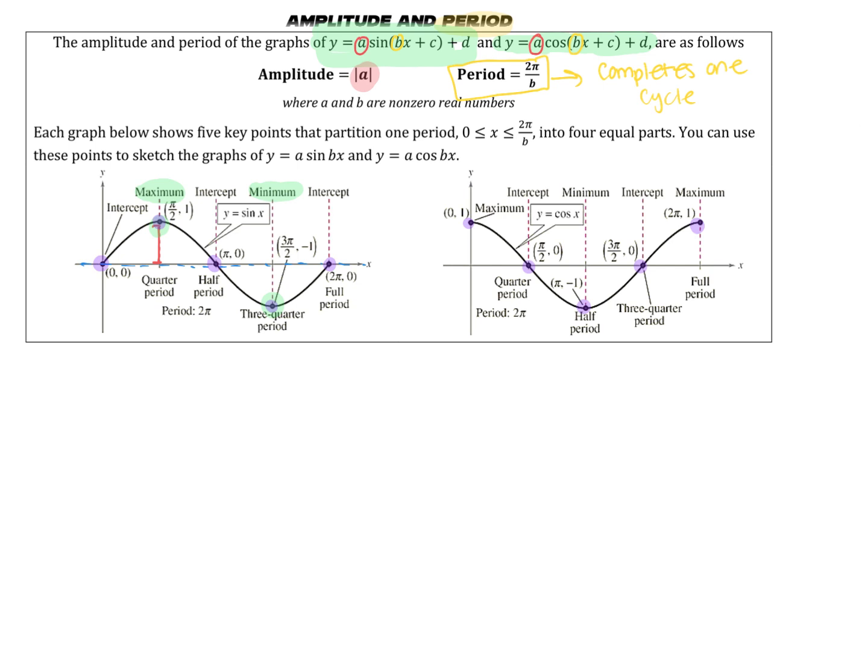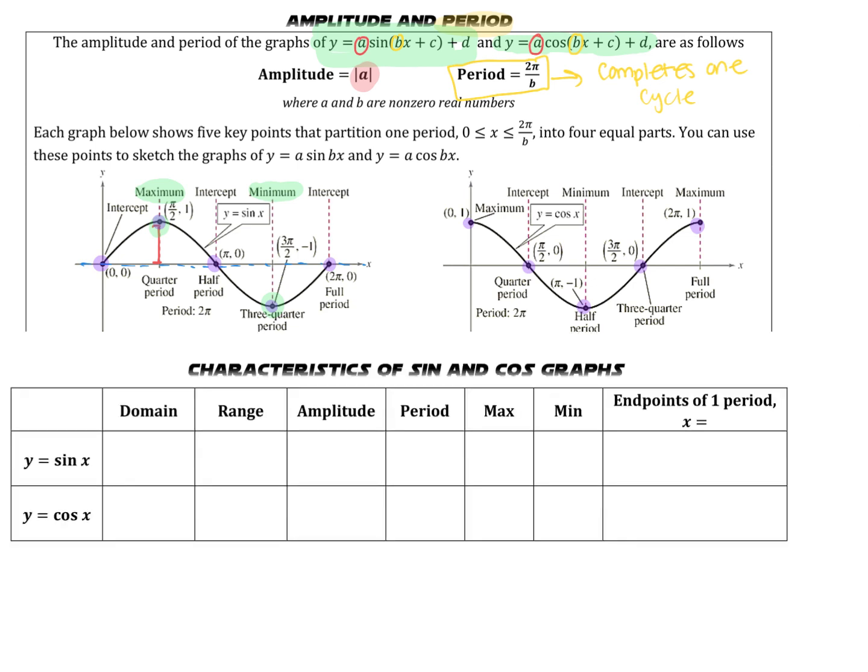So now that we've talked about these key characteristics, let's actually identify them from the graph for our sine and cosine graphs. So on the left here, we have our sine graph, y equals sine of x. Our domain, now this I just want to point out, would keep going forever and ever. We just stopped to look at one cycle. So the domain would be everything.